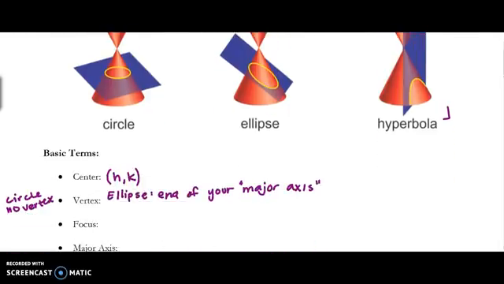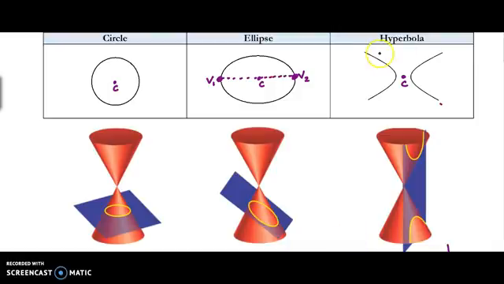On a hyperbola, the vertex is the turning point. I'm going to put that in quotations again. The turning point of each branch. So back up to our image. Here is a branch. The turning point would be right there, and that one is there. So we'll call that vertex 1 and vertex 2.